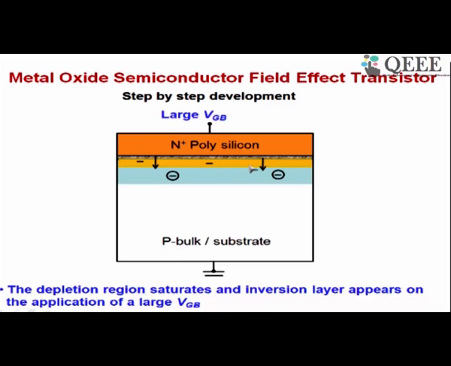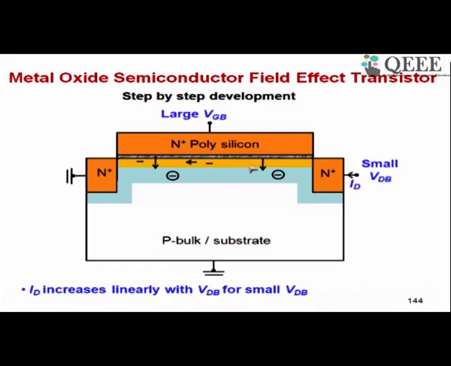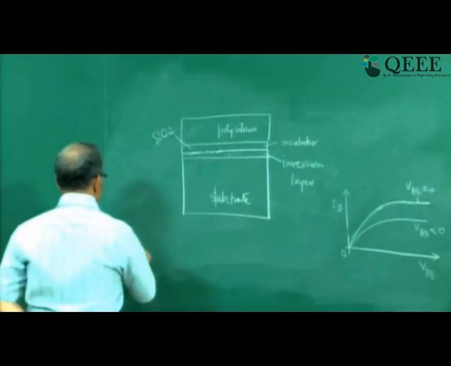So if you now connect source and drain and then apply voltage, you will get a current even in the absence of VGB. So such a device is said to be depletion type device or normally on device. Depletion type or normally on.